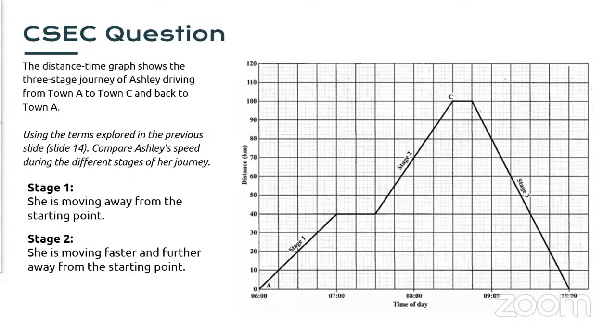And I'm seeing similar responses in Zoom. So half of the respondents are saying that she started to slow down or her speed decreased, while the other half is saying that she's returning to town A. Okay. Anybody realize something else with town C? Imagine you went for something down the road. On your way back, you usually stop.